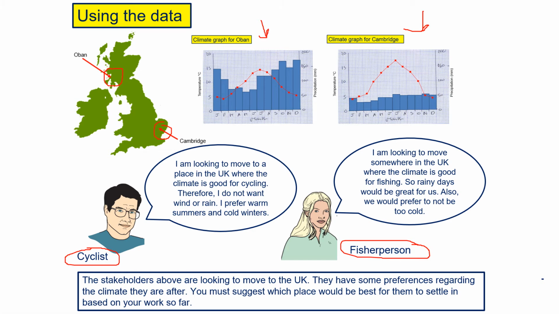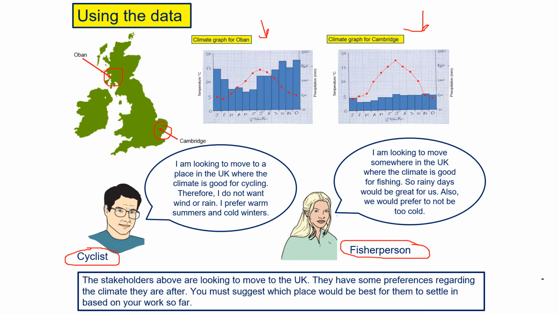So you've got to read the cyclist's opinion, and you've got to read the fisher person's. Then, based on what they want, where would they most be suited to live? Oban or Cambridge? Let's have a look at the cyclist first. He says, I am looking to move to a place in the UK where the climate is good for cycling. Therefore, I do not want wind or rain. I prefer warm summers and cold winters.